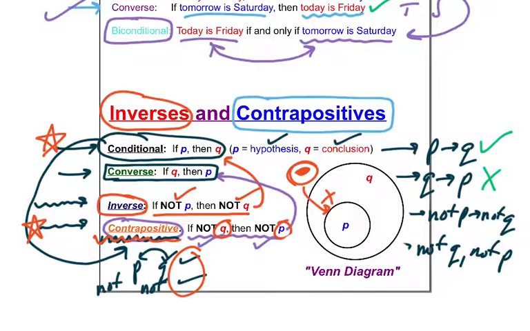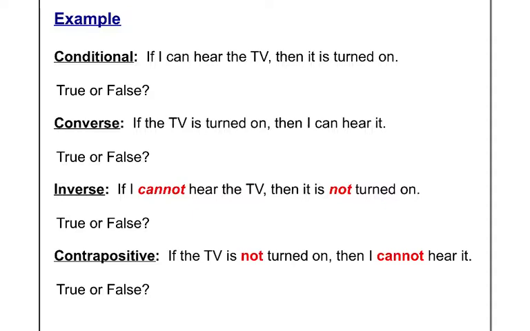Interesting. All right, let's play more though. Okay, here's our example that we were talking about before. All right, think about this. Here's your conditional, friends. If I can hear the TV, there's your P, then it is turned on. There's your conclusion Q. There's your conditional: if I can hear the TV, then it is turned on.